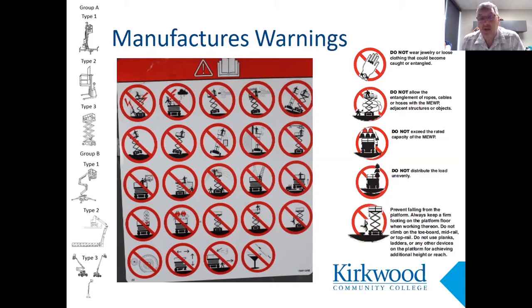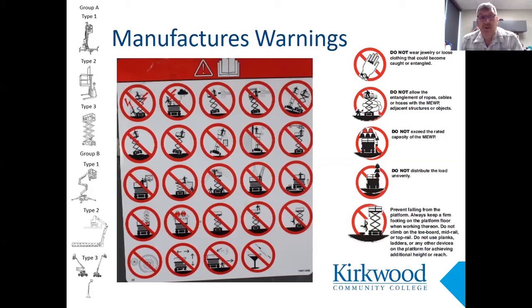It talks about entanglement of hoses and any kind of rope that you may be using. The next one talks about don't exceed the capacity. So it shows a lot of people on the platform. Don't distribute the load unevenly. And on the bottom one there, it shows somebody falling out of the platform. It's like, well, that could be a lot of things. And I went to the description, and you can see it is a lot of things, basically, and not walking around, keep a firm footing.